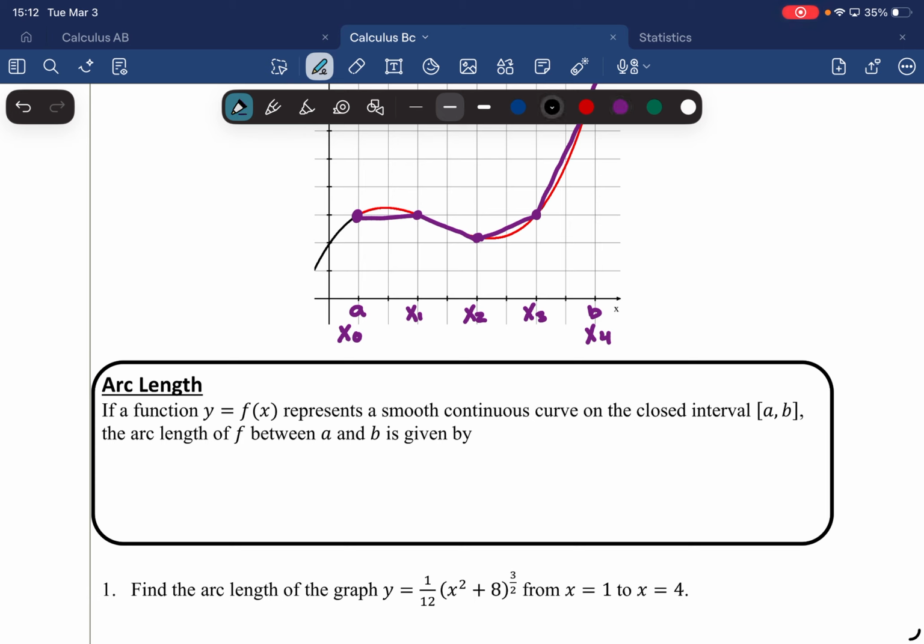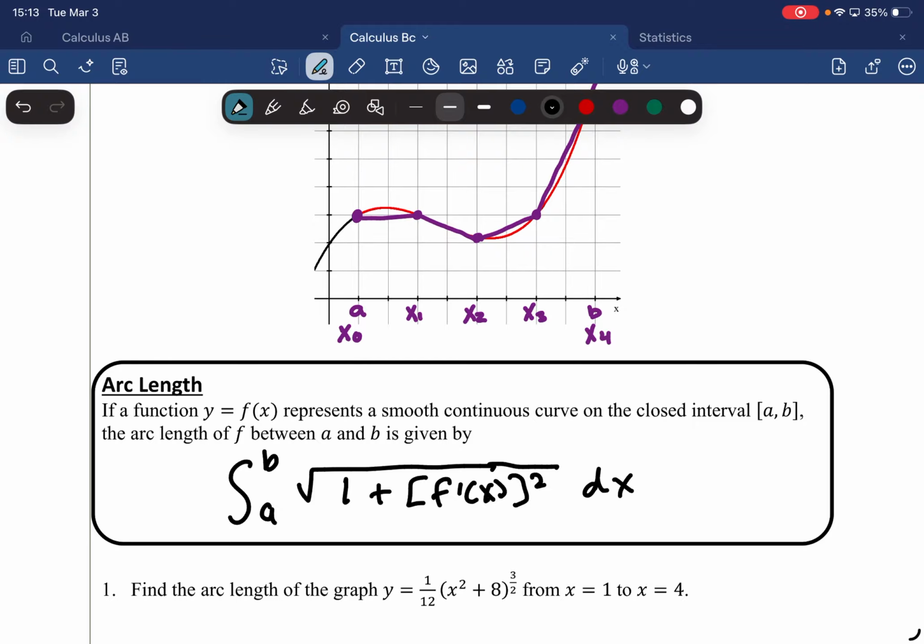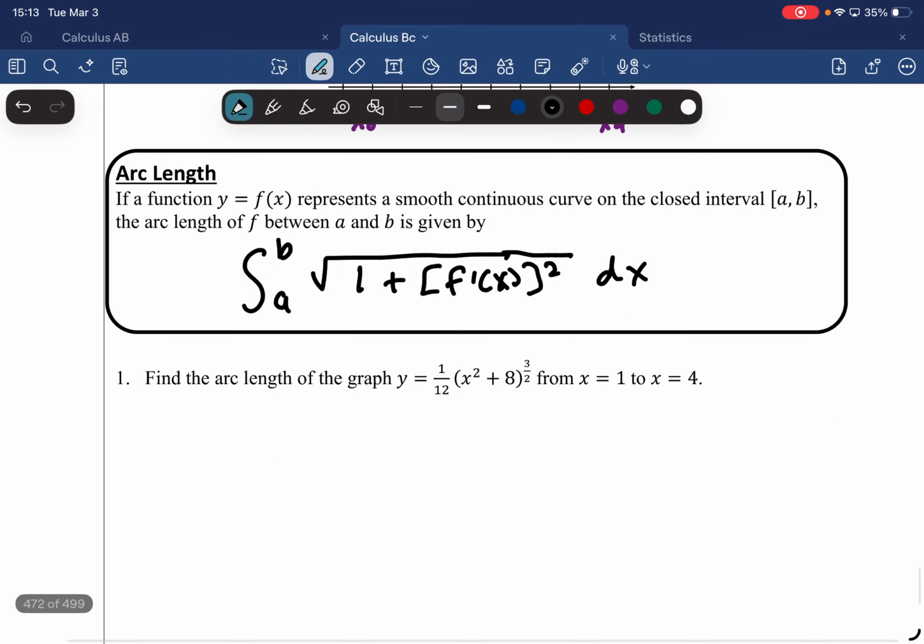It says if a function y equals f of x represents a smooth continuous curve on the closed interval a to b, the arc length of f between a and b is given by the integral from a to b of the square root of 1 plus f prime of x squared dx. Which means when we are given these types of problems, in order to find arc length, they're going to give us the original function. We're going to have to take the derivative of it, square it, and plug it into the integral before we can integrate.